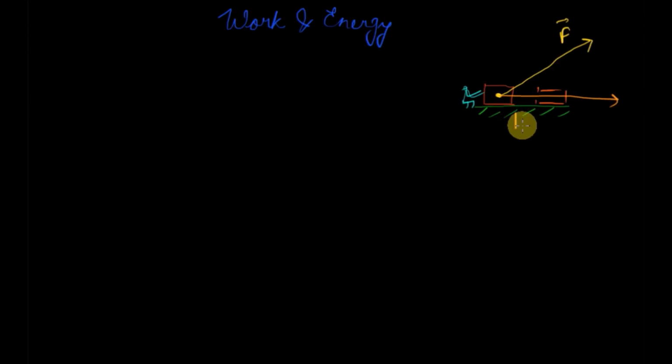Let's say the object moves by a distance dr, and let's say the angle between this force and the direction of movement of the object is theta. Then we define the work done on the object, W, as F vector dot dr vector. So work done is the dot product of the force acting on the body and the displacement of the body. Now, this dot product can be written as F cos theta dr.